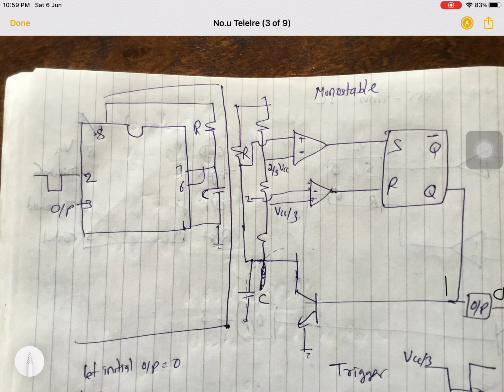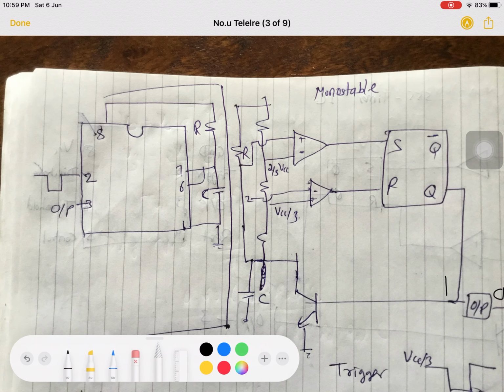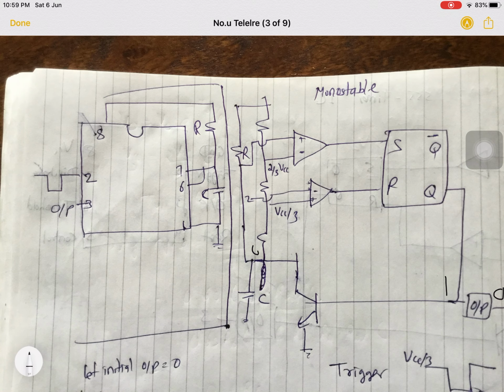So this capacitor is connected as a short circuit, and therefore this terminal is ground. If this 7th pin is ground, this pin is also ground. So let me write it here. This is 0, so it is also 0. And this pin is 2/3 VCC.